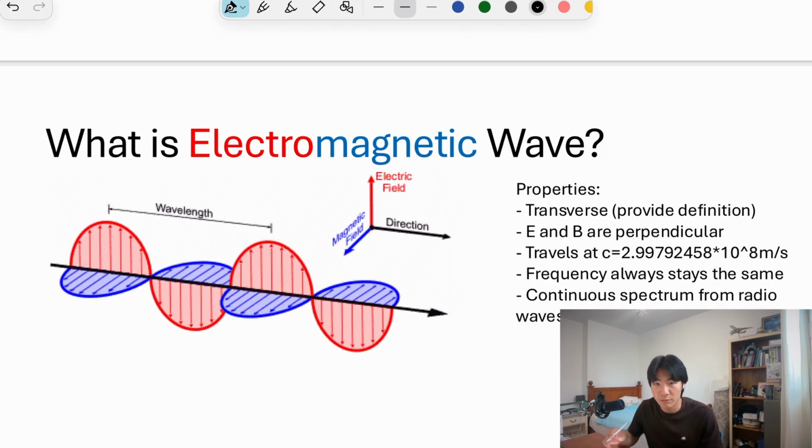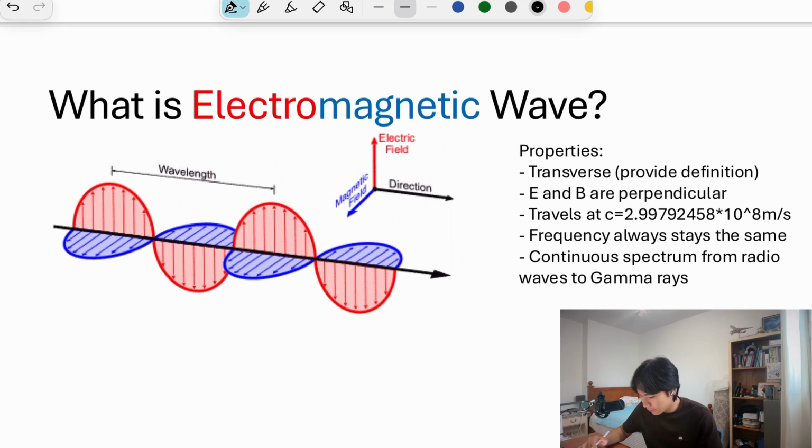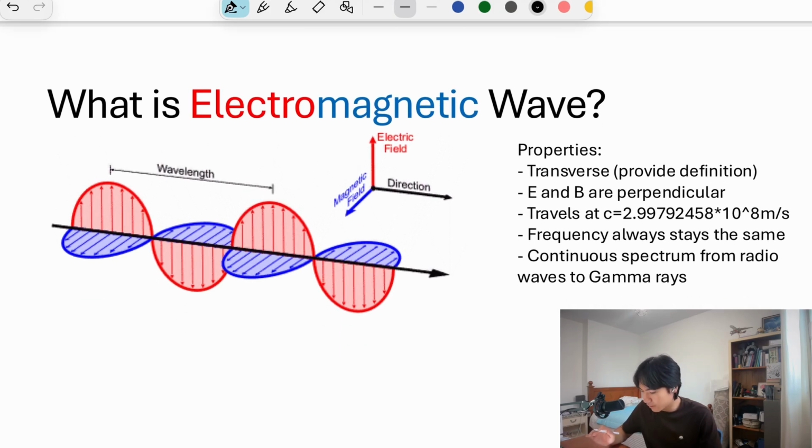And you might be asked to provide a definition of a transverse wave. I think it was in one of the past papers, and I mentioned this in the introduction video in week 0 as well. As you can see, an electromagnetic wave is composed of two fields, electric and magnetic field, and that's why they can be considered as, quote unquote, waves.